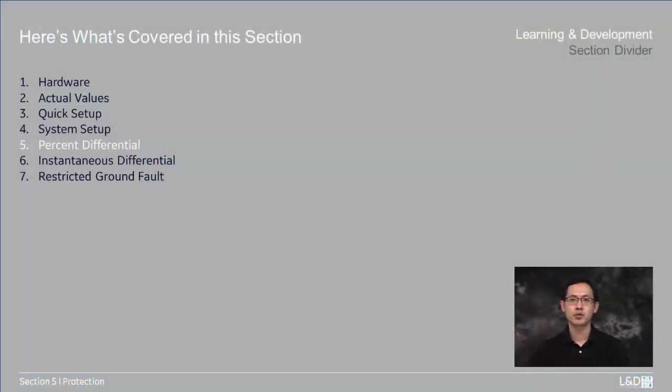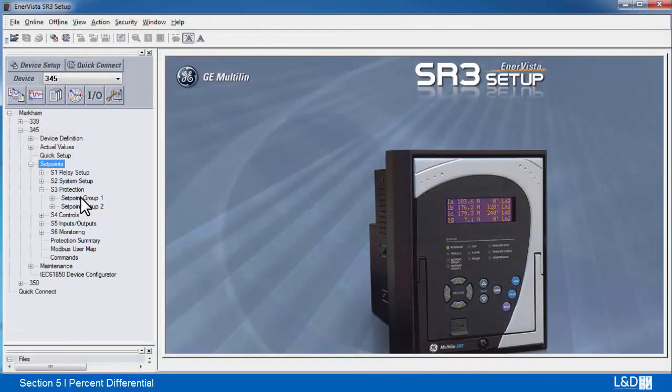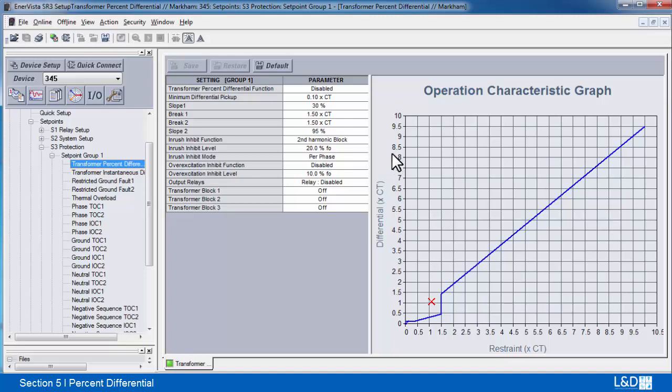Now we will configure percent differential protection. Percent differential is under Setpoints, Protection Group 1, and Transformer Percent Differential. First, we need to set the function to trip, and the first setting, minimum pickup, defines the minimum differential current required for operation. This setting is selected based on the amount of differential current that might be seen under normal condition. In this case, we're going to set it to 0.17.